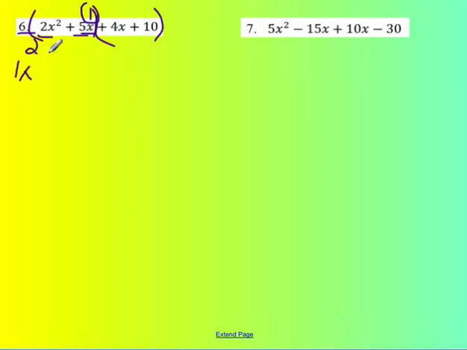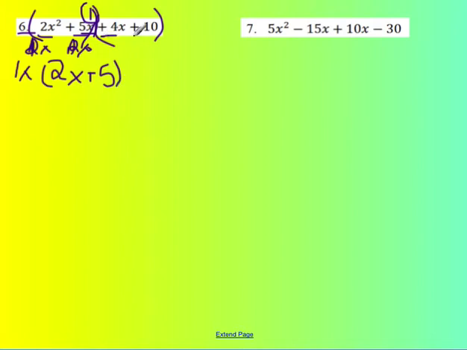So now I'm going to divide each of these terms by 1x to the first. Well, 2 divided by 1 is just 2. X squared divided by x to the first is just going to give me x. 5 divided by 1 is 5. And then x over x is going to cancel out. So I'm left with 2x plus 5.